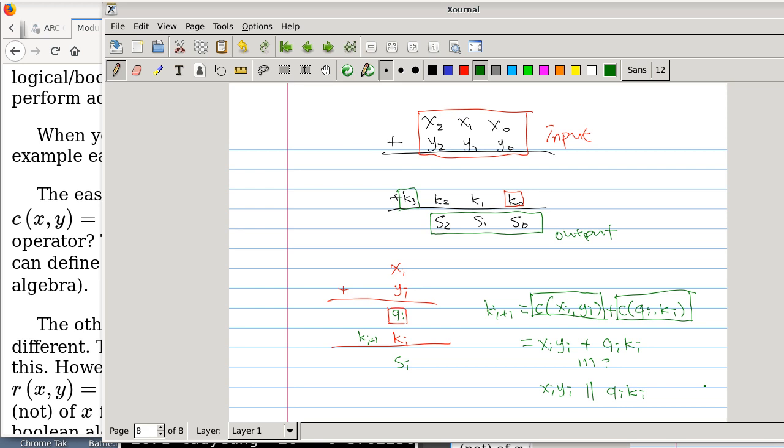If both sides are zeros, we don't have a problem. 0 or 0 is the same thing as 0 plus 0 because the result is just 0. 0 plus 1 is 1. 0 or 1 is also 1. Not a problem. 1 or 0 is 1. 1 plus 0 is also 1. Not a problem. 1 or 1 is 1. 1 plus 1 is 2. So we might have a problem. So now the question is, can that happen? Can XiYi be a 1 and at the same time QiKi is also a 1? Can that happen?